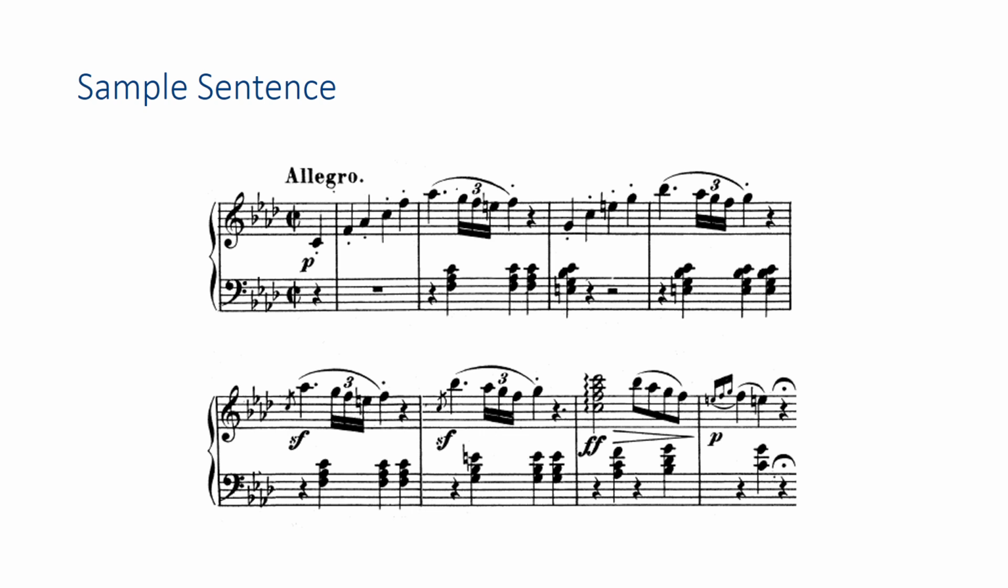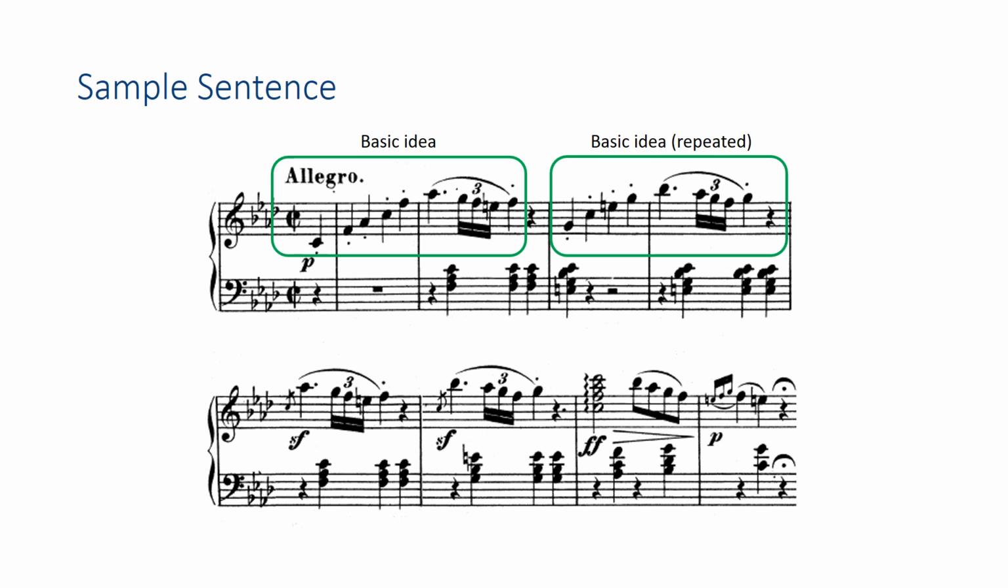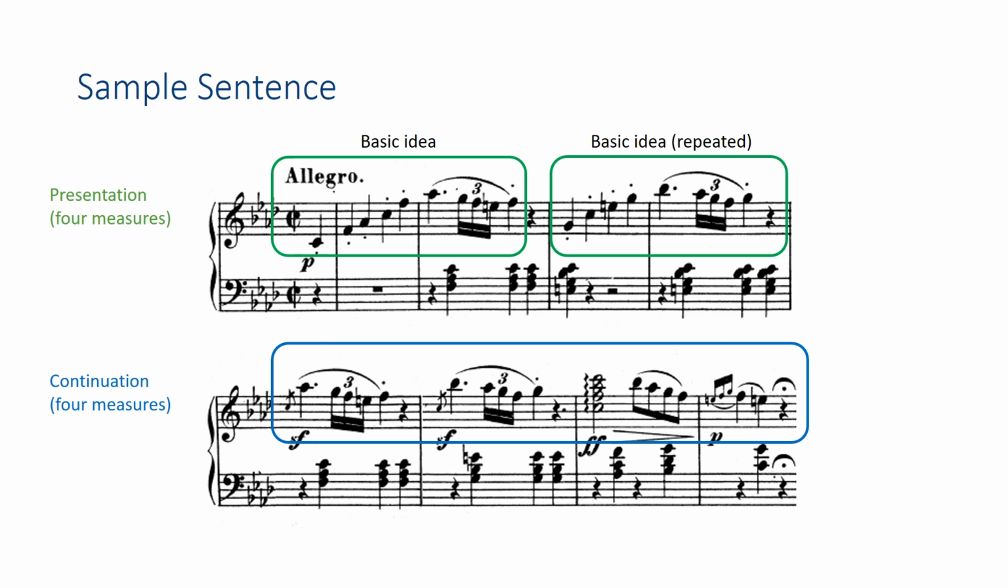So let's look at a well-known instance of a musical sentence, a sample. This comes from Beethoven's First Piano Sonata. It begins with a 2-measure basic idea. Right? And then after that we hear the basic idea repeated. It's transposed, it's a little bit varied. Right? But that's the basic idea again, so that makes up the presentation, the first 4 measures. We haven't reached a cadence yet. The next 4 measures are the continuation that does end with a cadence.